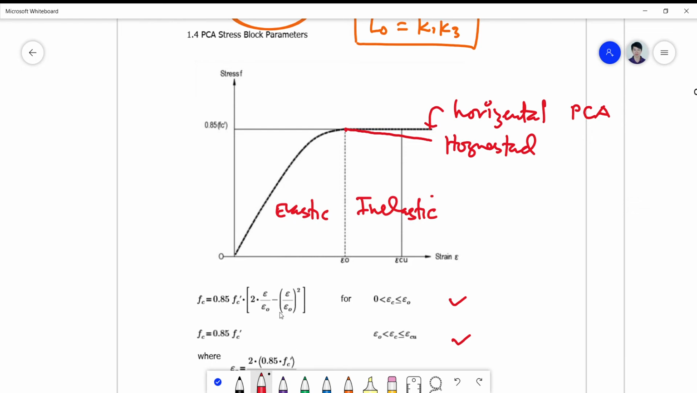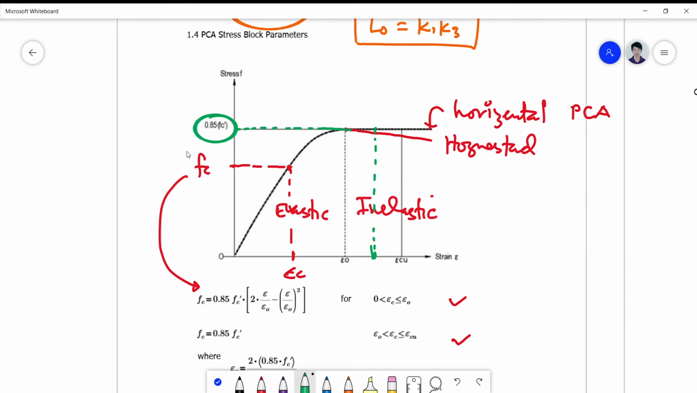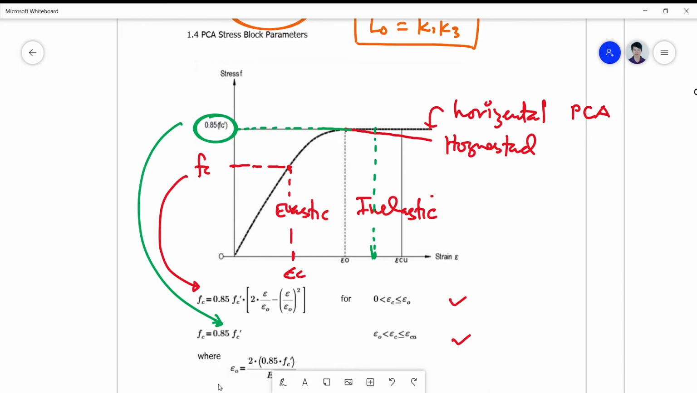Okay, so when epsilon c is in between 0 and epsilon o, then your value of fc is defined by equation 1. Okay, but if your epsilon c is no longer between that and it exceeds epsilon o but less than epsilon u or cu, it will actually fall only at one point there, which is horizontal, which is 0.85 fc prime. Okay, so this is just what the ACI is all about.